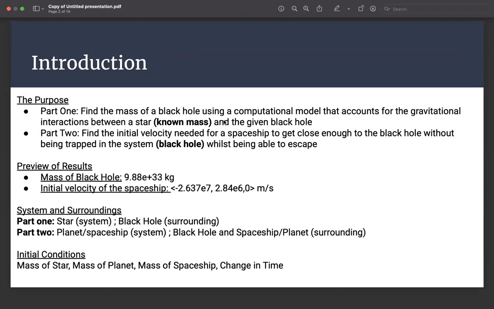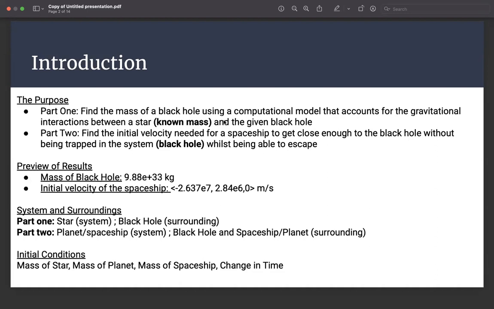So I have a quick preview of my results listed below. I found the mass of the black hole to be 9.88 times 10 to the power of 33 kilograms, and the initial velocity of the spaceship to be negative 2.637 times 10 to the power of 7 for my x component, while my y component was 2.84 times 10 to the power of 6.